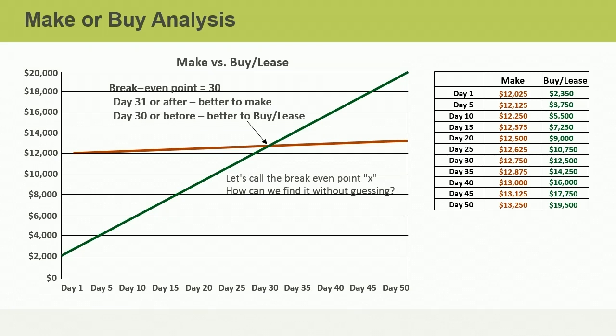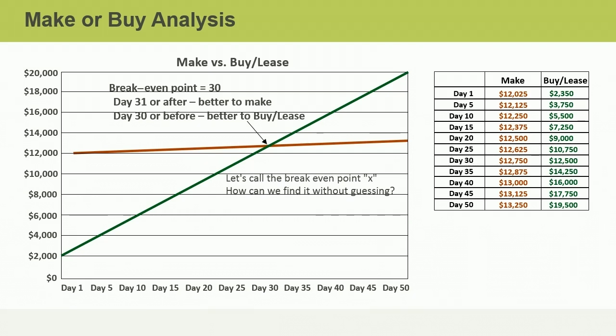We know the break-even point must be somewhere between day 10 and day 40, but we don't have the time to keep plugging in numbers for x. That is why we perform the break-even equation. The break-even point of 30.7, or roughly day 31, is the point when the costs are virtually the same to make or buy the computer equipment.